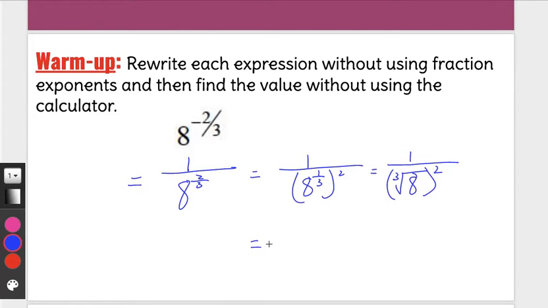So for the value, the cubic root of 8 means we need to find a number to the third power that gives 8, which is actually 2. So it's going to be 2 to the second power, which is 1 over 4. And that's it. This is just a quick review of yesterday's lesson about rational exponents. So now let's talk about the exponential function.